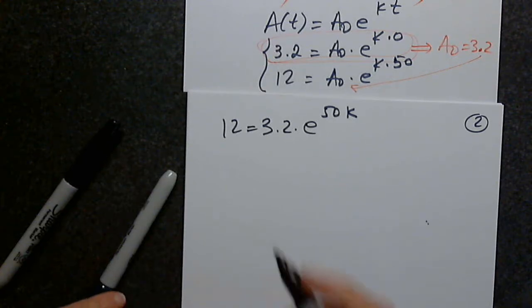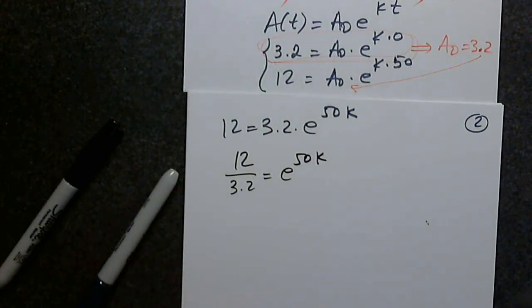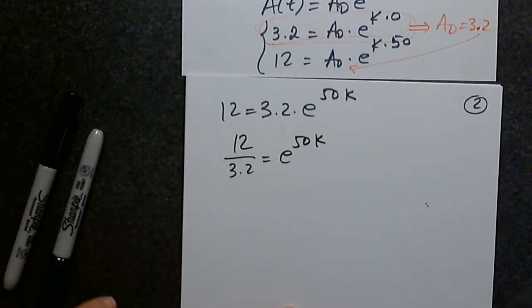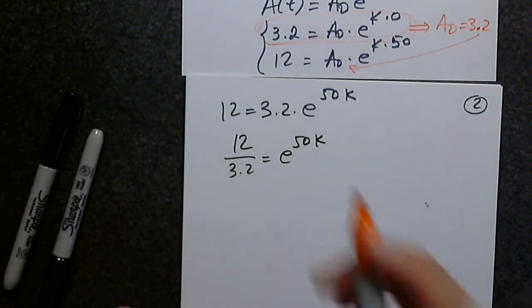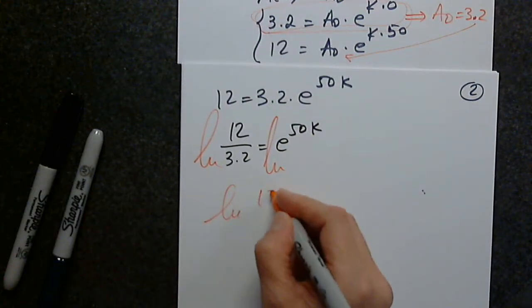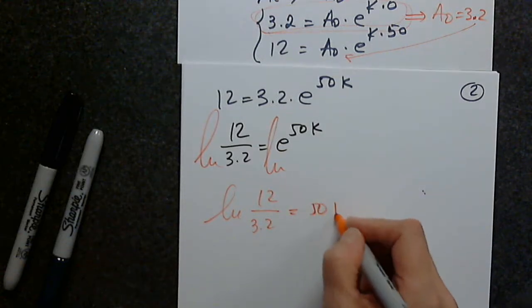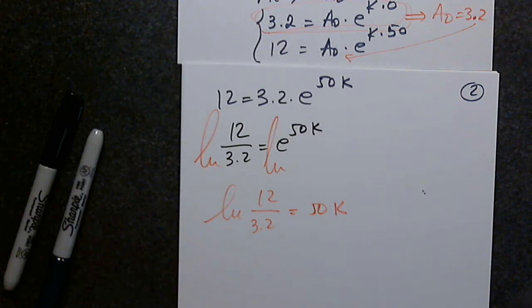Yes, absolutely. That's the first step. Great job. And then, what should I do to both sides in order to get rid of the exponent? Exactly. So then natural log of 12 over 3.2, do not divide, there is no point, equals 50k. But I should write 50k times natural log e. But how much is natural log e? Why don't I write natural log e? Because natural log e is exactly 1.